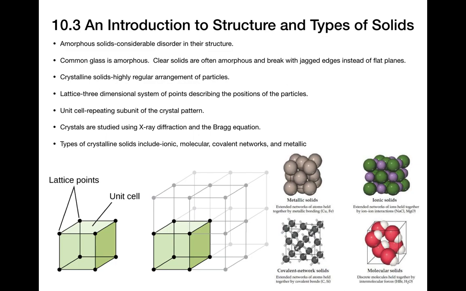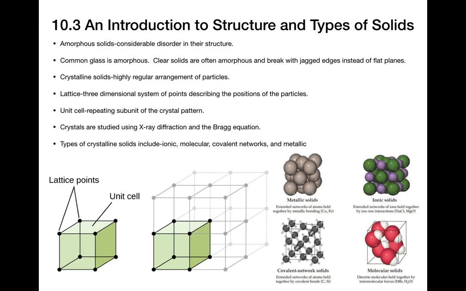Moving into solids, we'll get back to liquids later, but moving into solids, there are two main kinds of solids: the amorphous solids, which have a considerable amount of disorder in their structure, and then the crystalline solids, which have a highly regular arrangement. Amorphous solids like glass tend to be clear. An amorphous plastic is a clear plastic, whereas a more crystalline plastic or crystalline solid like quartz will be more white in color and maybe block light instead of allowing light to pass through easily. So the amorphous structure allows light through more easily.